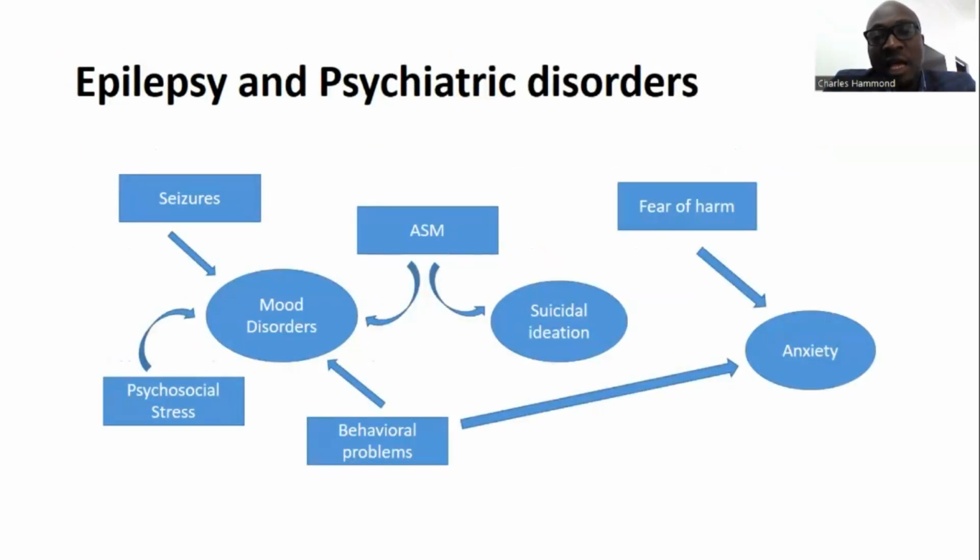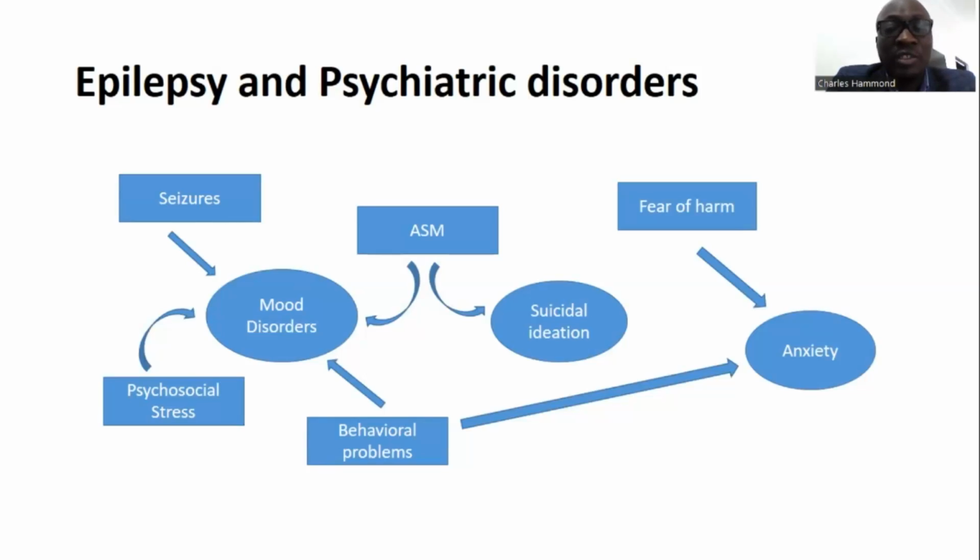If you look at psychiatric disorders in general and their association with epilepsy, it's quite complex. And I came up with this diagram to simplify the association. Sometimes you have a seizure that will lead to mood disorders. And then treatment with anti-seizure medication may lead to mood disorders, may also lead to suicidal ideation. Then you have psychosocial stresses that will lead to mood disorders, and then behavioral problems causing mood disorders and leading to anxiety out of all that.